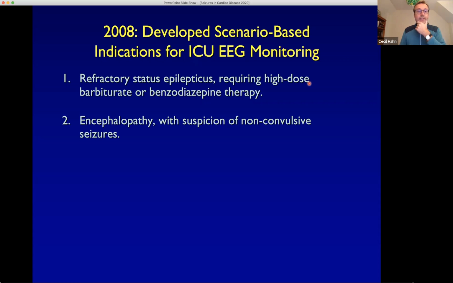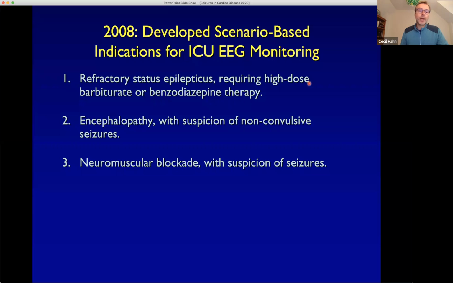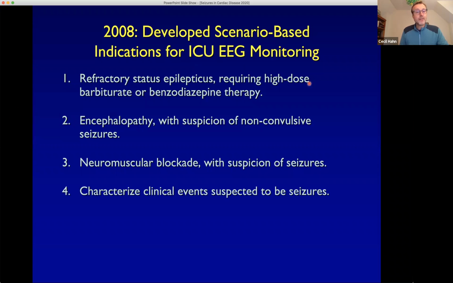Patients who have encephalopathy, meaning altered mental status, who are at risk for seizures, maybe because of a brain injury, patients who are paralyzed, who have a risk for brain injury, patients who are having unusual movements that you want to characterize that might represent seizures but might not.